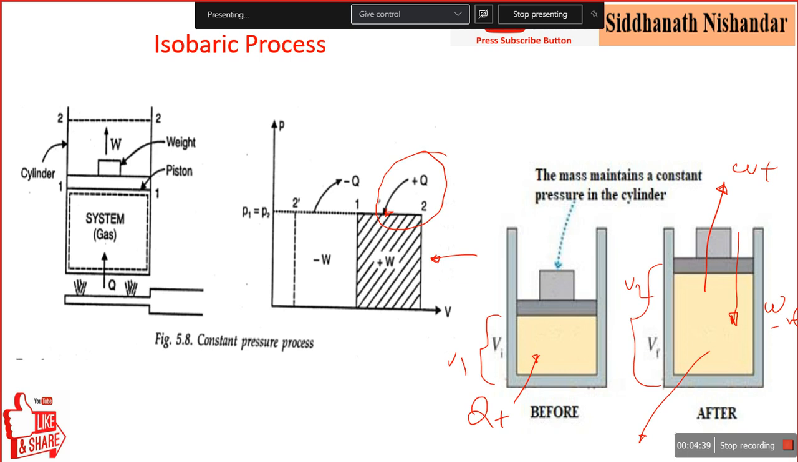The expansion and the compression of the piston is carried out at constant pressure. What does constant pressure mean? The mass maintains a constant pressure in the cylinder. Under constant load, it moves upward. At constant load, it moves downward. So the load on the system throughout the process, during compression and during expansion, is the same. Such a process we call an isobaric process.